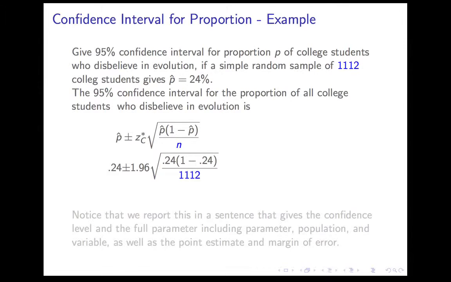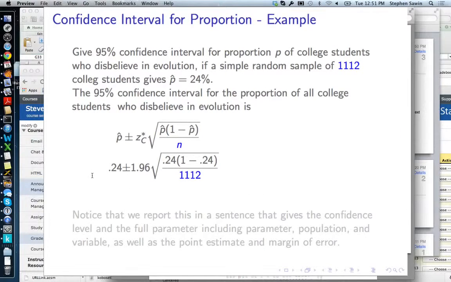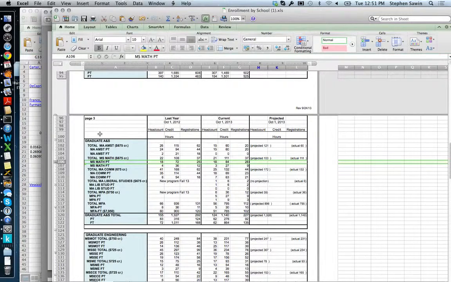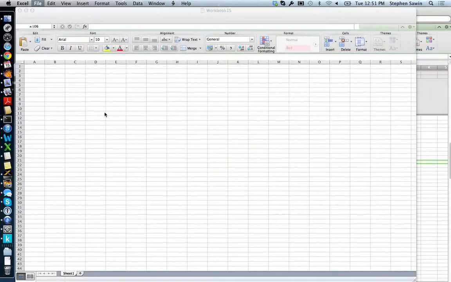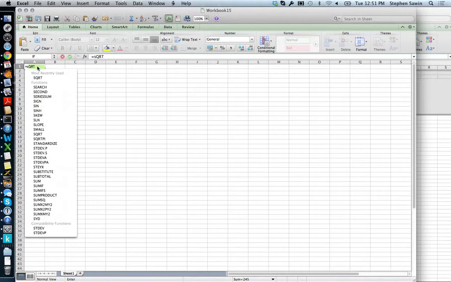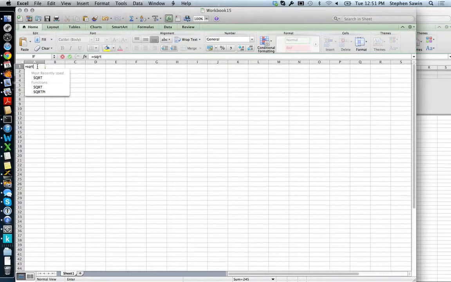That's a straightforward calculation to do. Let me do it with you the first time. There's a lot that's easy to mess up on that. So I'm going to go to Excel, open up a new file, just so we have lots of space, and I'm going to take the square root of p hat, which is 0.24, times 1 minus p hat.